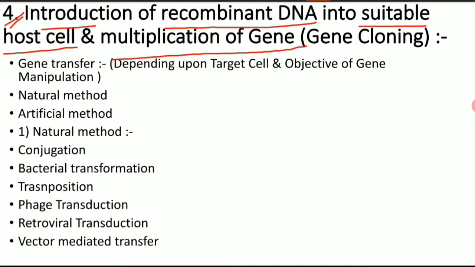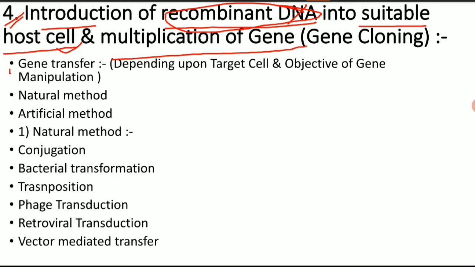So here we introduce the recombinant DNA that we made into a suitable host cell, maybe a bacterial cell or maybe a yeast cell, meaning a prokaryotic cell or a eukaryotic cell. Then this recombinant DNA contains our desired gene, and that desired gene multiplies in that bacterial cell when the bacteria start cell division.